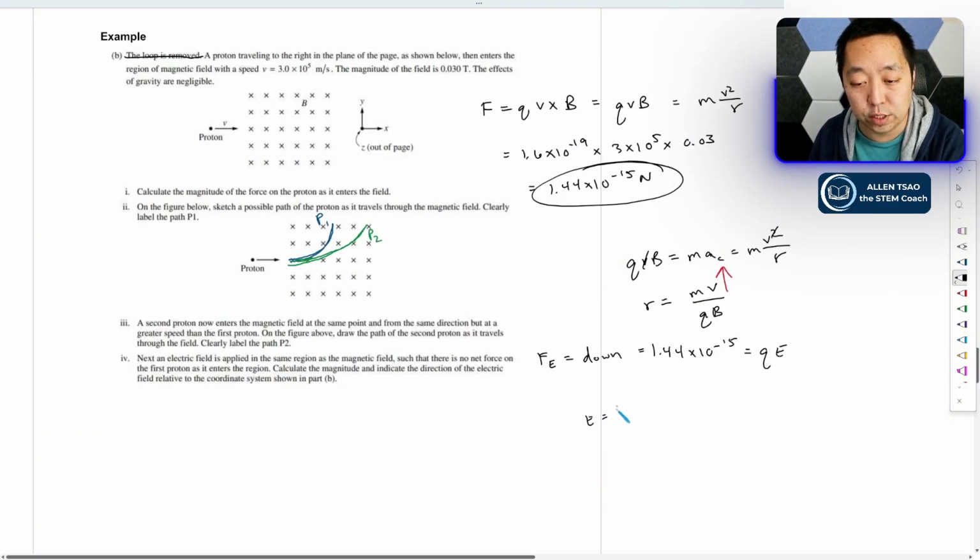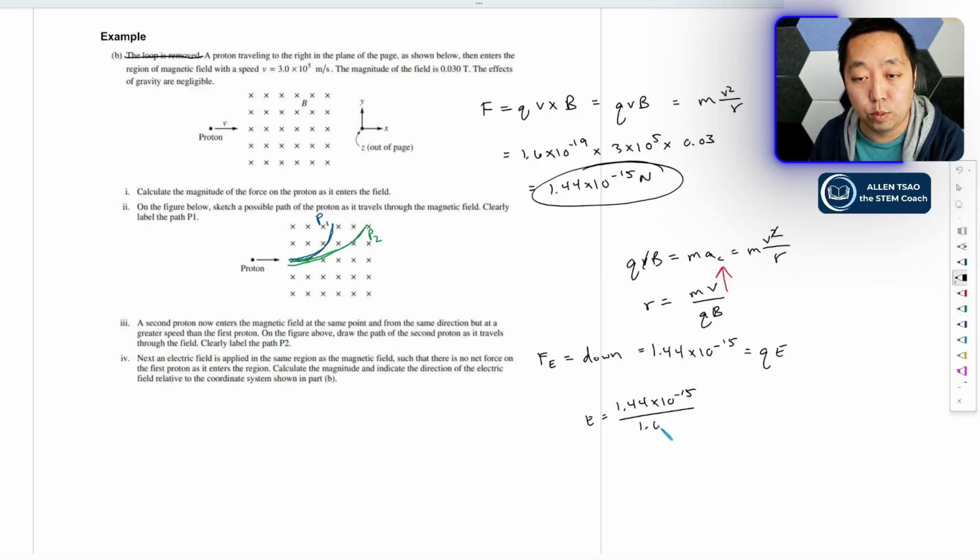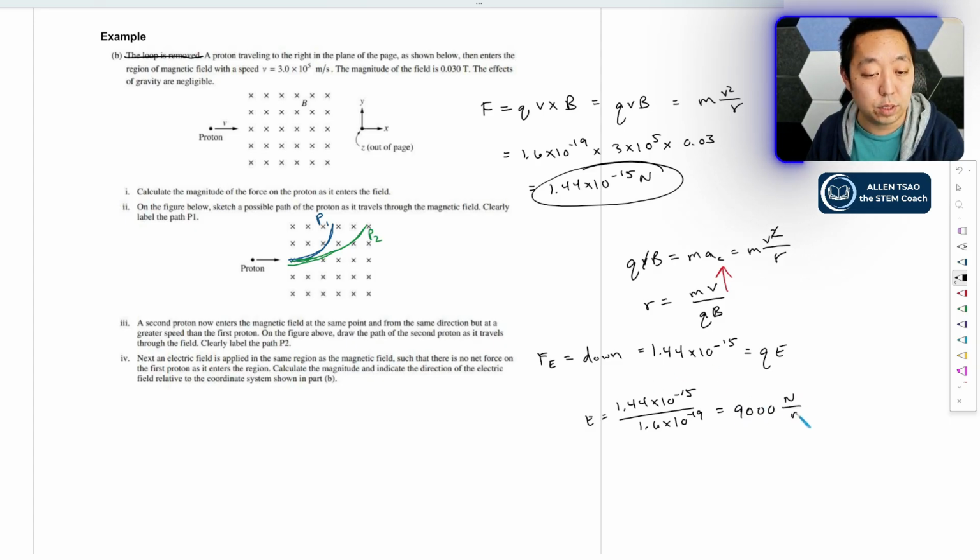So the electric force is going to be 1.44 times 10 to the negative 15. You're going to divide it by 1.6 times 10 to the negative 19. Taking that divided by 1.6 e negative 19, I get 9,000 newtons per meter.